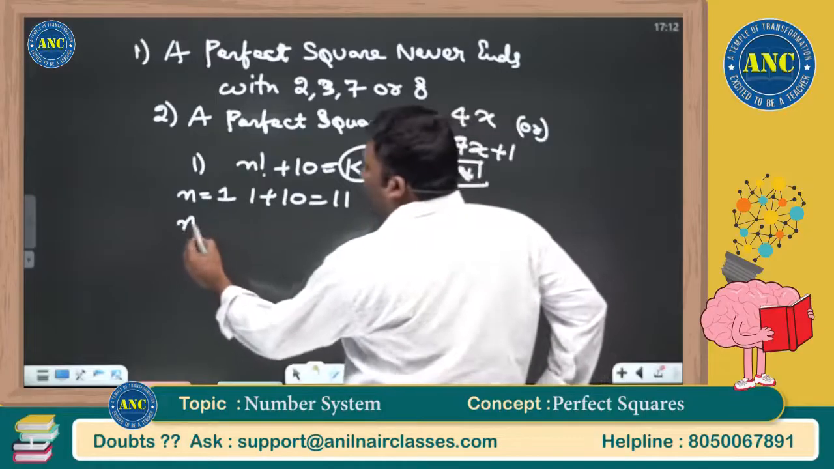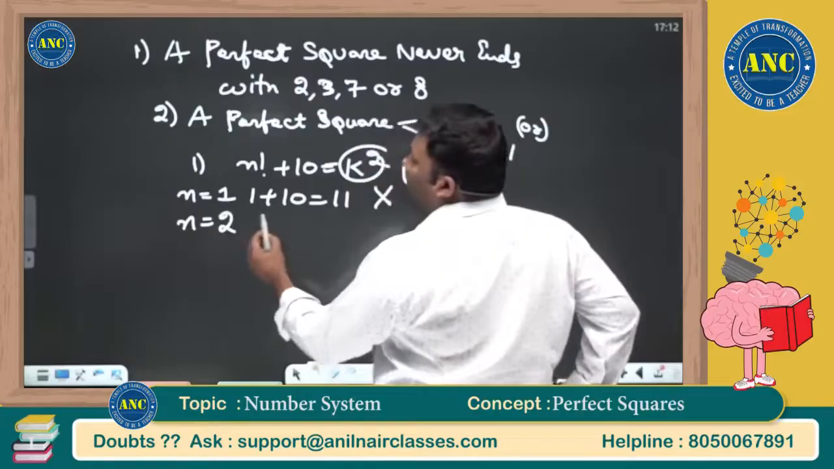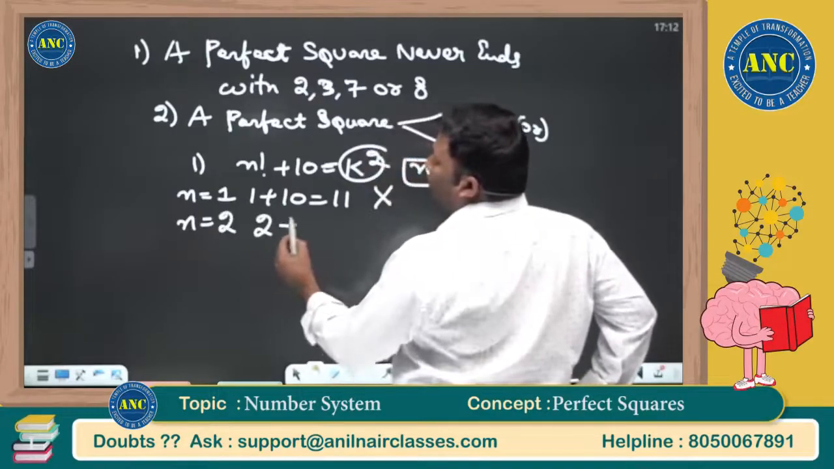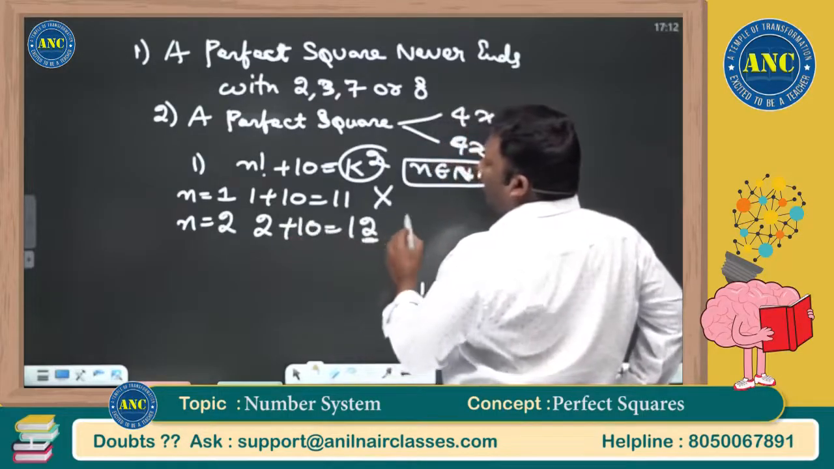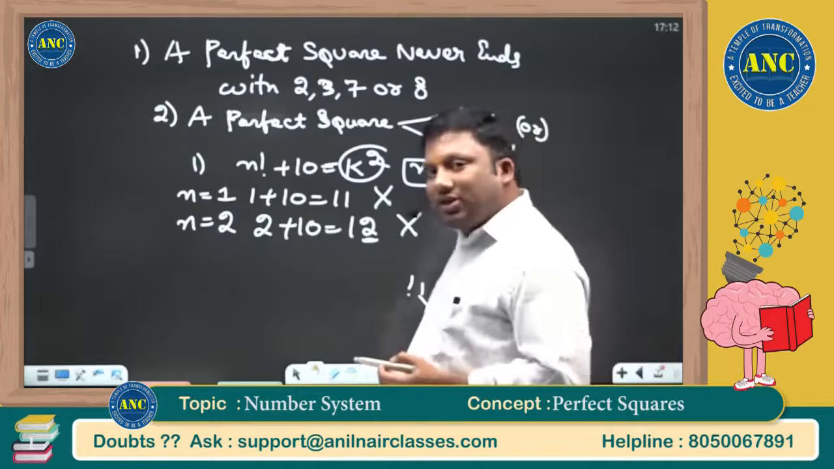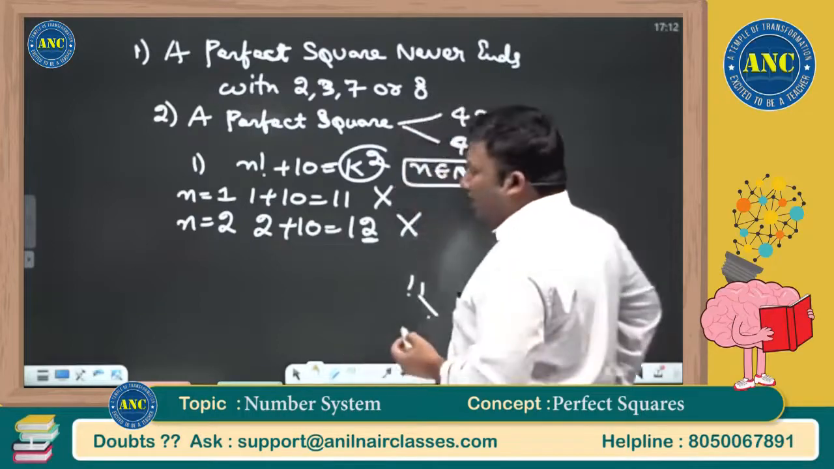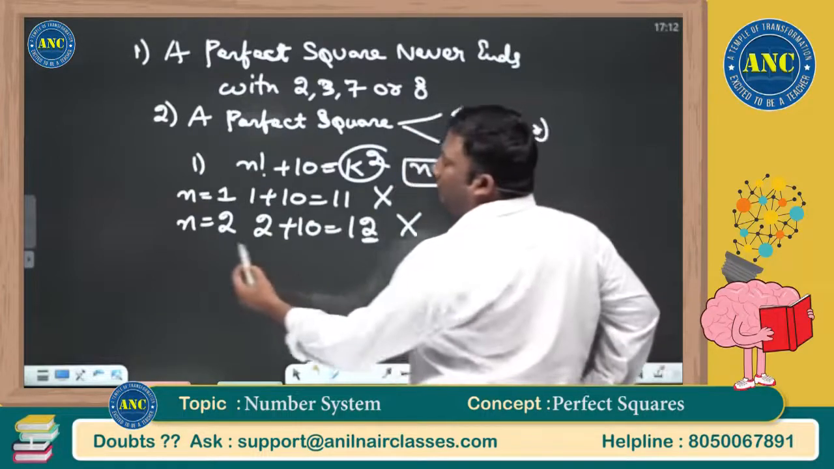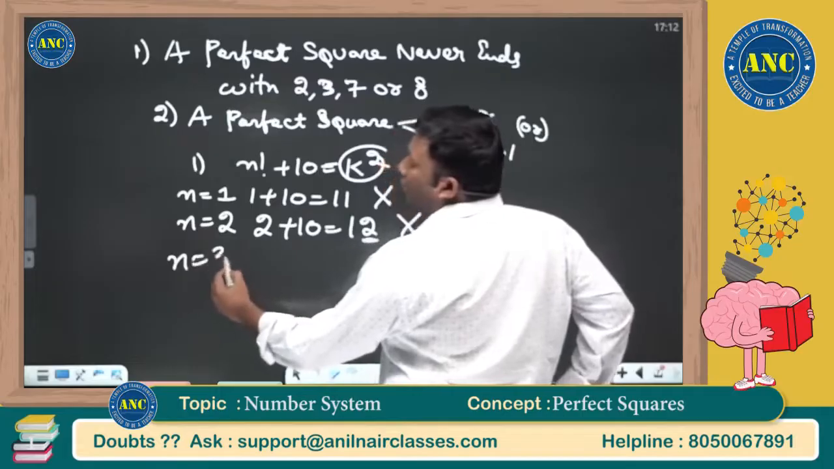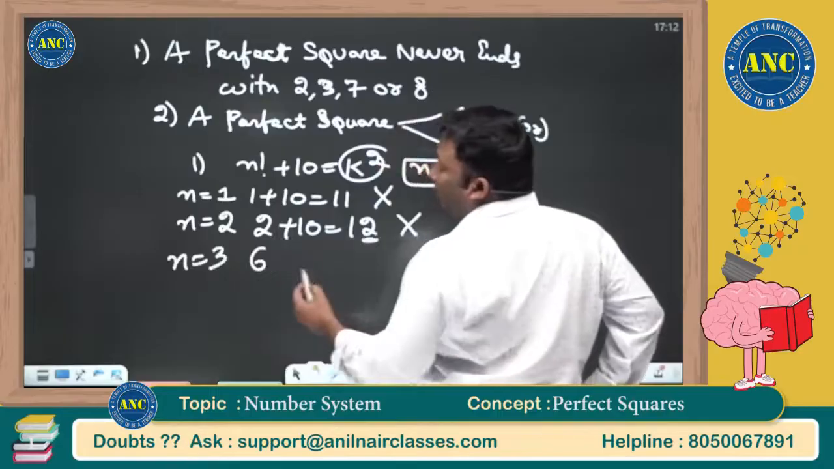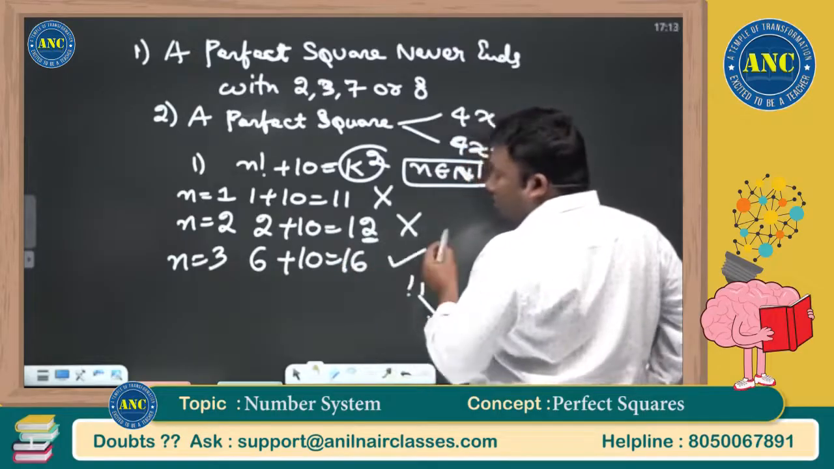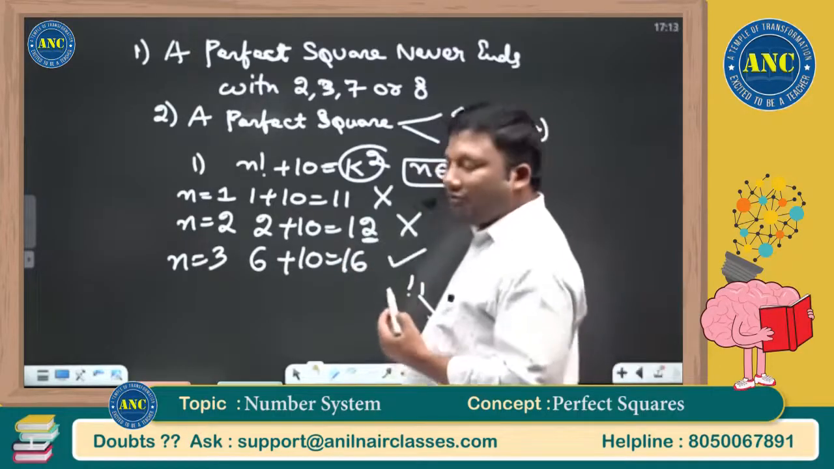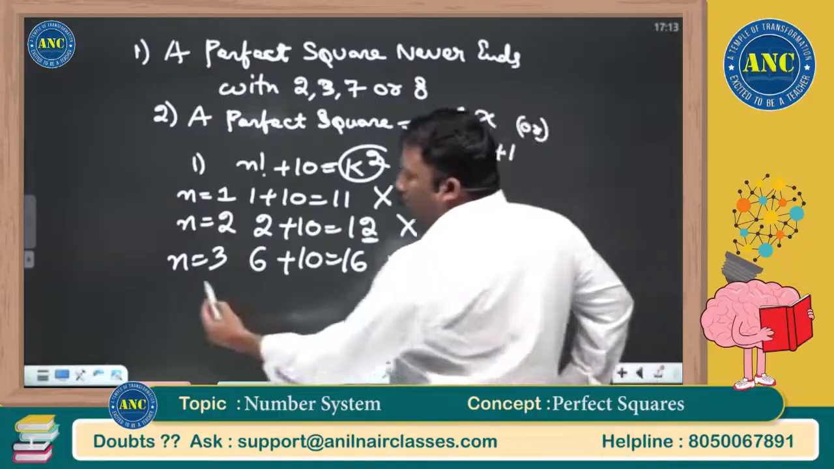n equals 2. If I put n equals 2, 2 factorial is 2, plus 10 equals 12. A perfect square never ends with 2, 3, 7 or 8. So this is also not a perfect square. n equals 3. 3 factorial is 6. 6 plus 10 equals 16. 16 is a perfect square. 4 square is 16.